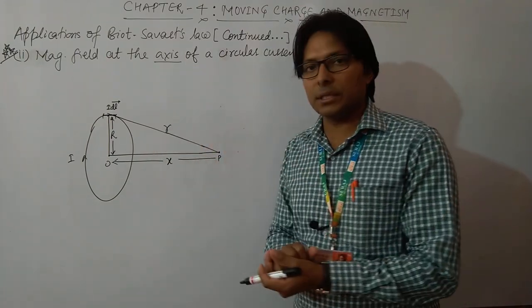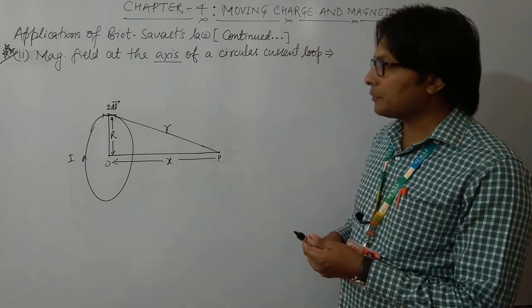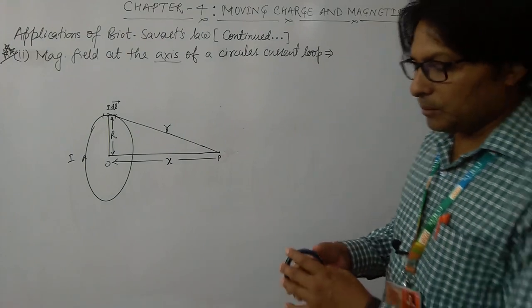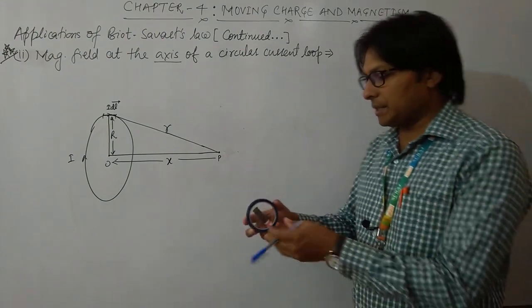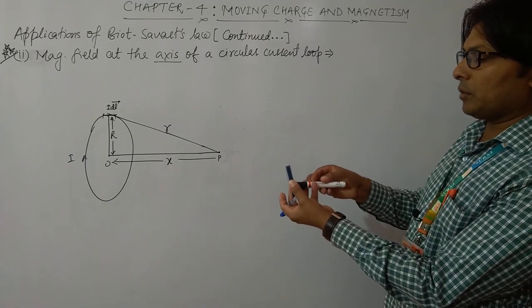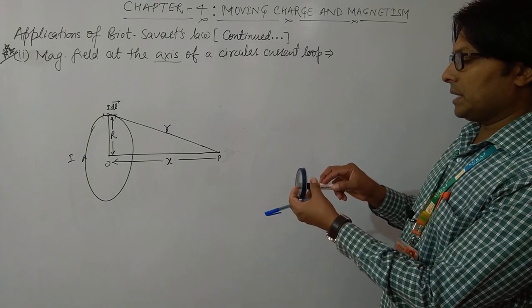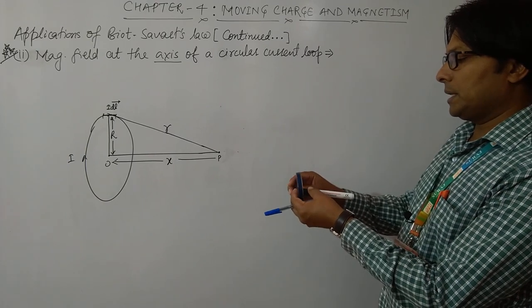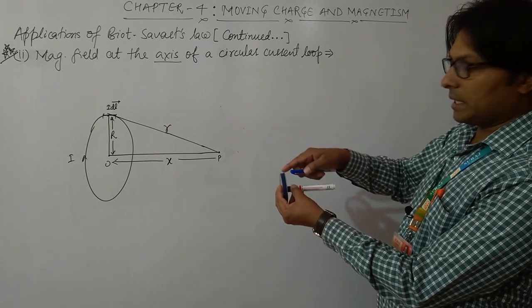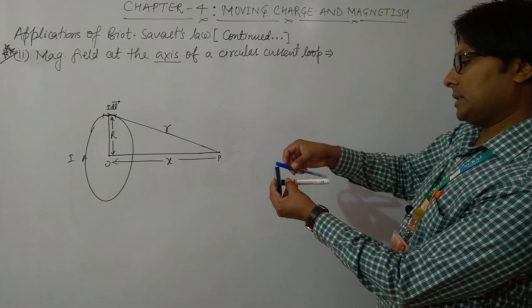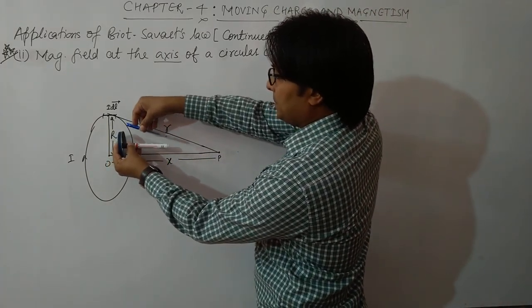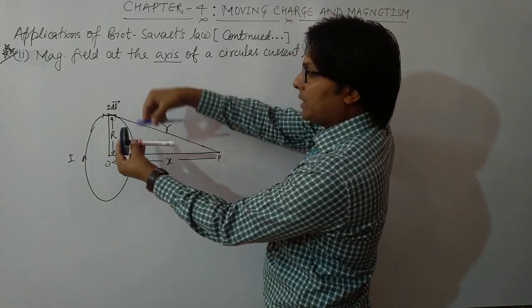So you can see from the symmetry of the diagram. If you have any doubt, I will try to make you understand with the help of this diagram: this is a circular loop and this is the axis of the circular loop. This is the current element at some point, and this is the distance r. You can interpret the diagram with the help of this.